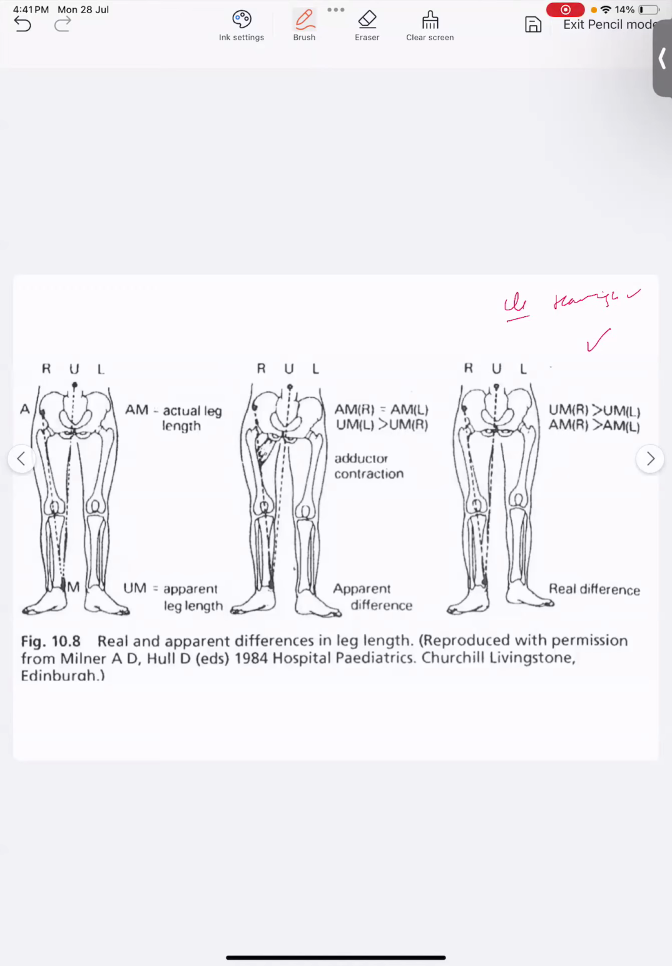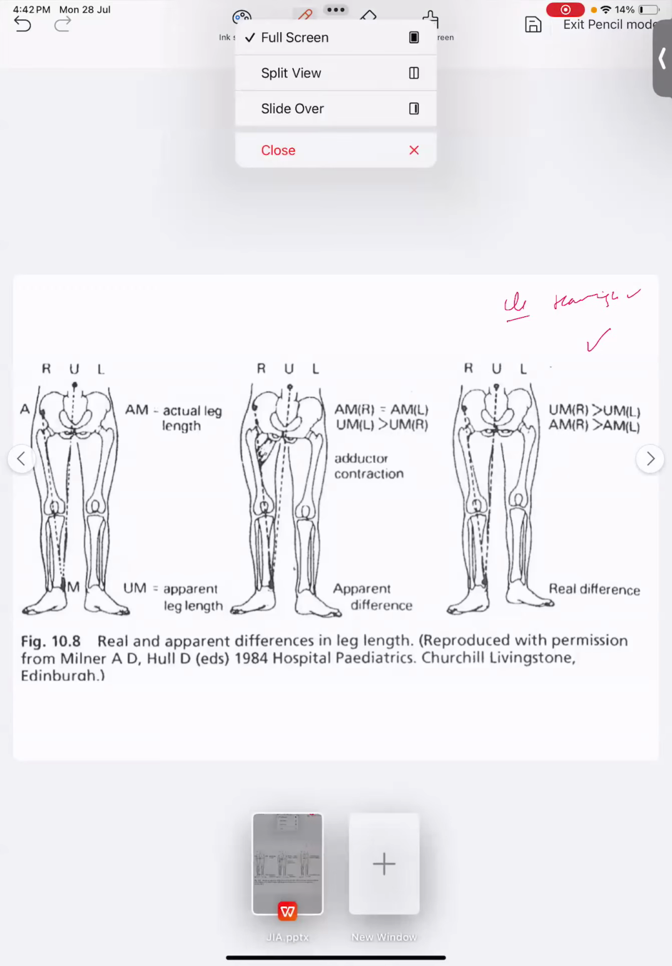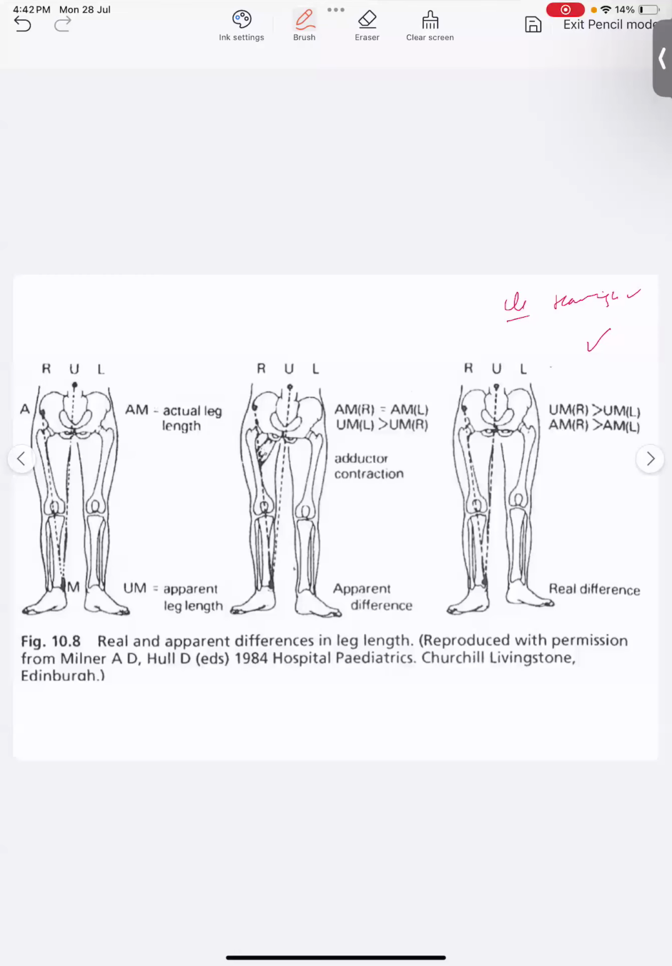So see here, this is basically the method for the measurement of the leg length. This is the anterior superior iliac spine and this is the medial malleolus. Okay, you will measure the actual leg length and you will also measure the apparent leg length. Okay, this is very important. Leg length discrepancy in case of arthritis, in case of hypertrophy, in case of even DDH, one leg will be short and one leg will be long.